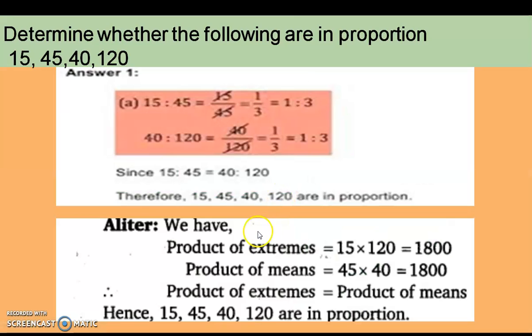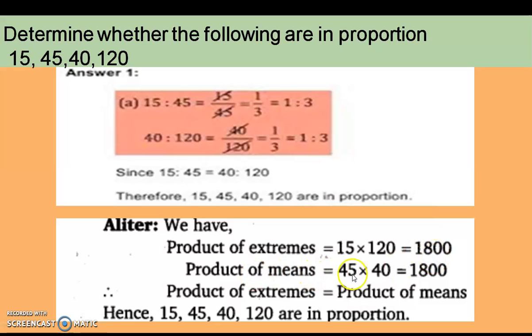So let's practice a few questions based on proportion. Determine whether the following are in proportion: 15, 45, 40, 120. Now to be in proportion, like we did, the product of means should be equal to product of extremes. So if I see the extreme positions, it is 15 and 120. 15 into 120 is 1800.